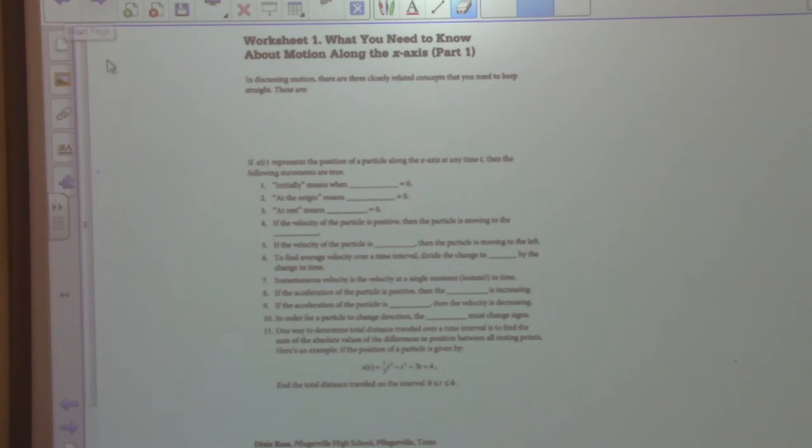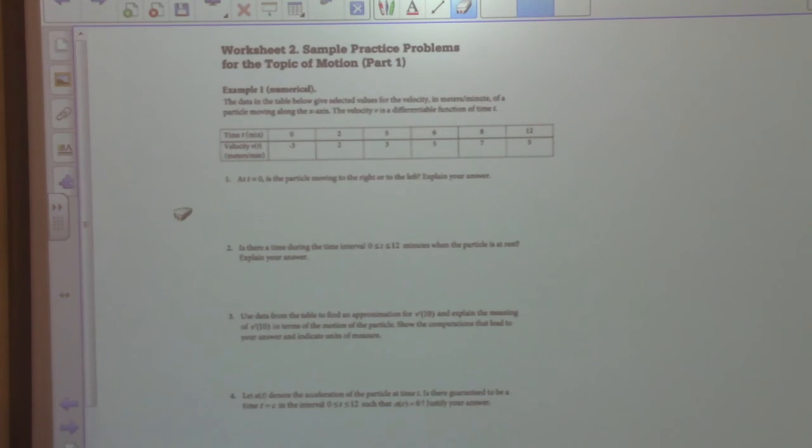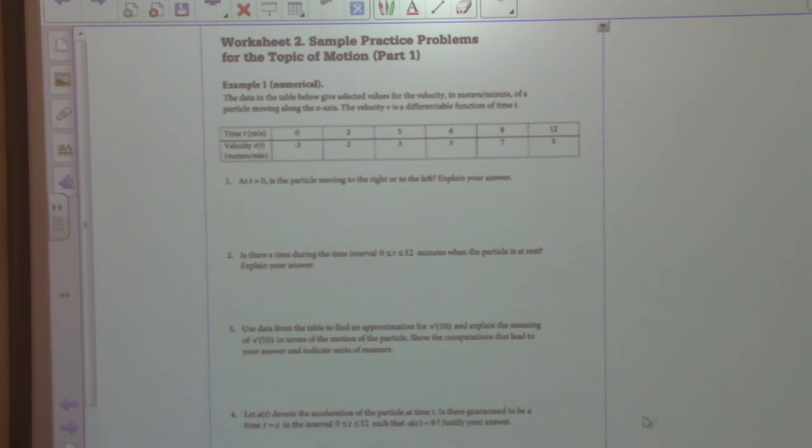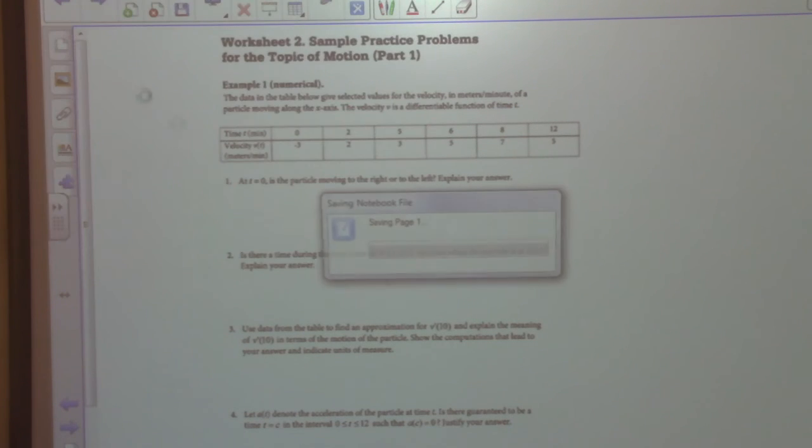Okay, next. What I want you to do is go over this worksheet 2, and can you see that pretty well on your paper? Yeah, I can see it. Okay? So go ahead and work this one out here.